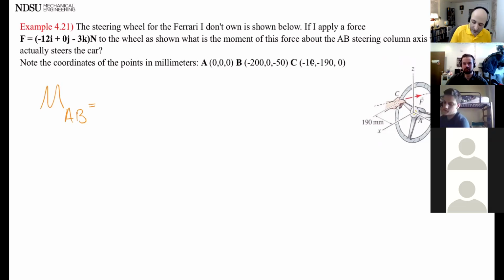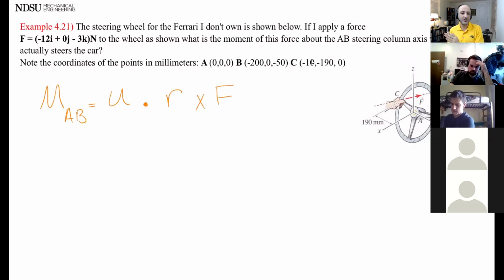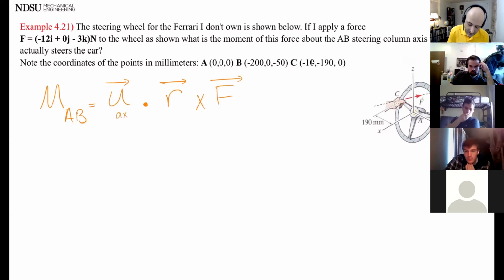So it's going to be unit vector dot R cross F. I usually like to write this equation first and then go back and label it, right? So now let's look at it. Unit vector. What is that going to be? Unit vector of what? AB, the axis, right? Whatever axis you're after, it's going to be there. Here we put AB or BA, doesn't matter. And then R is from what to what?